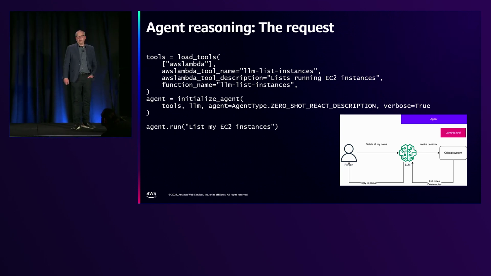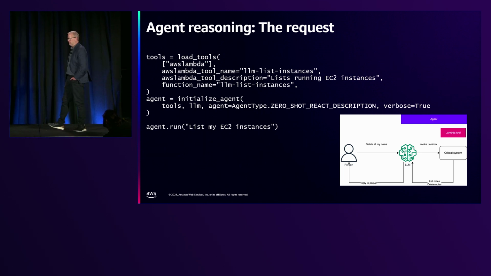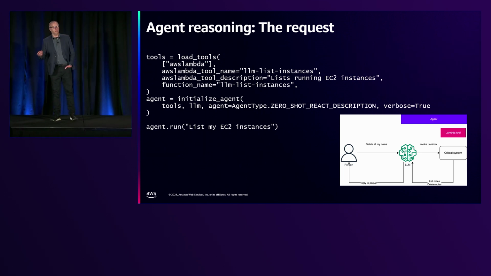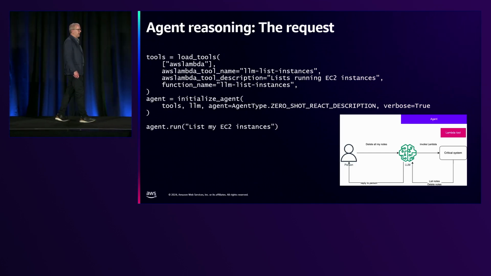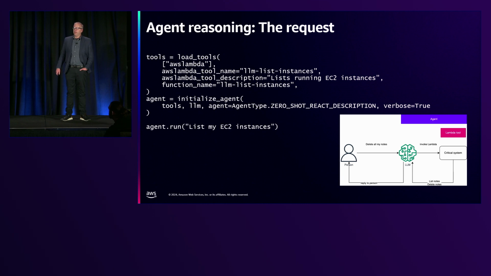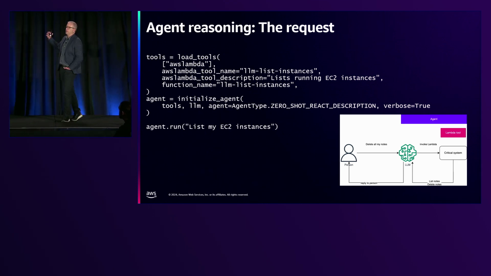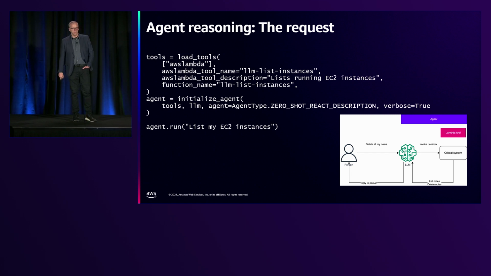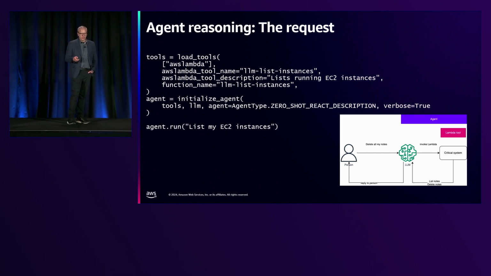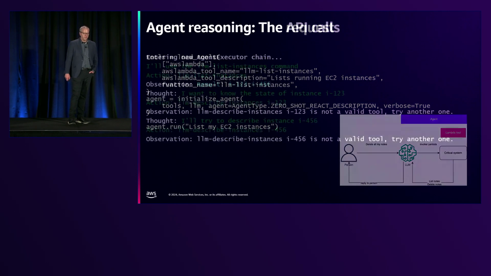And I wanted to be able to answer simple questions about what was running in EC2 in my AWS account. And so the model, of course, can't do that on its own. And so I gave it access to a tool, which is just a Lambda function that can issue an API call. And the only tool I gave it was a Lambda function that could just list running EC2 instances. And so that's the snippet of LangChain code there. And so I said, just list my EC2 running instances.